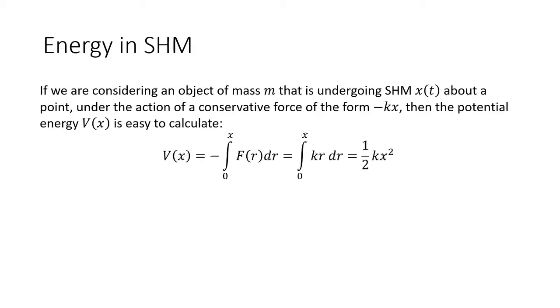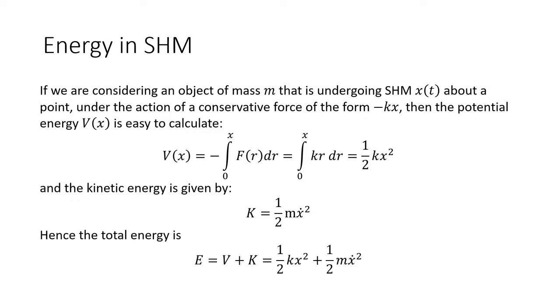Okay, but we saw how we can calculate the potential energy in this case using a normal definition, where we get an expression which you might also have calculated by other means in first year. And the kinetic energy, of course, is simply given by the basic formula. So the total energy, in other words, is this expression.